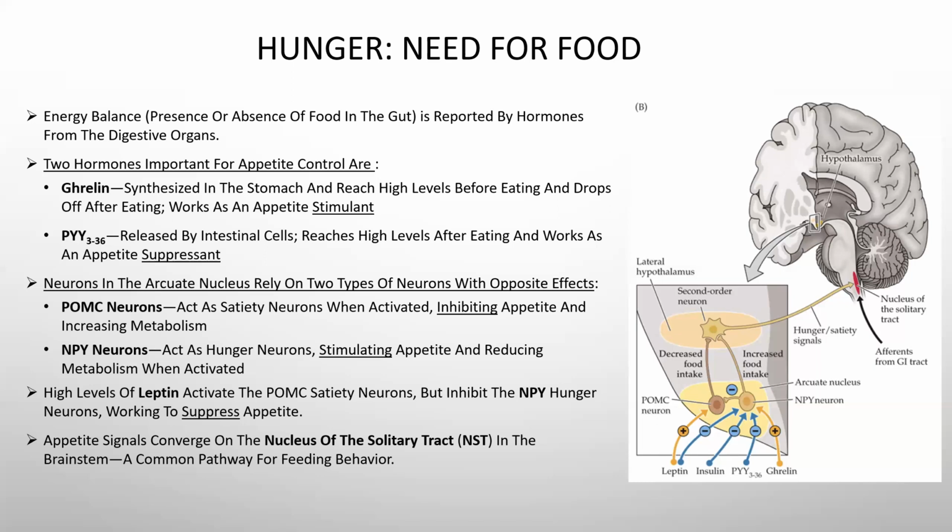And then finally, all of this is regulated by the hypothalamus and then works on that second order neuron to then initiate the activity or changes in the nucleus of the solitary tract. Okay, so these appetite signals converge on this nucleus of the solitary tract, or NST, in the brainstem. Okay. And this is a common pathway for feeding behavior.